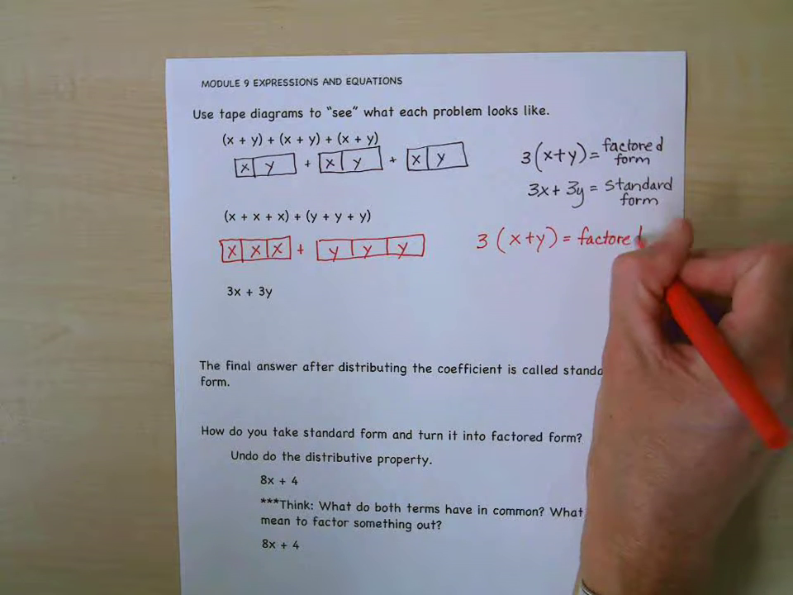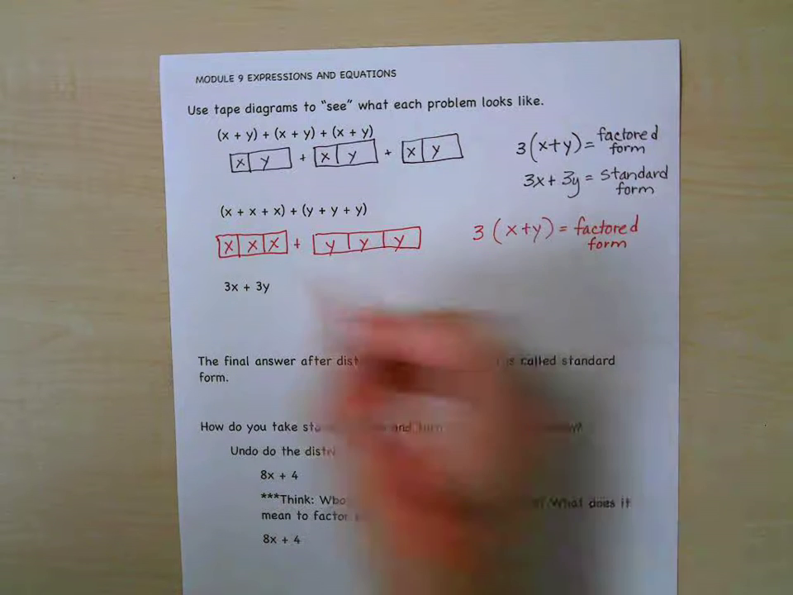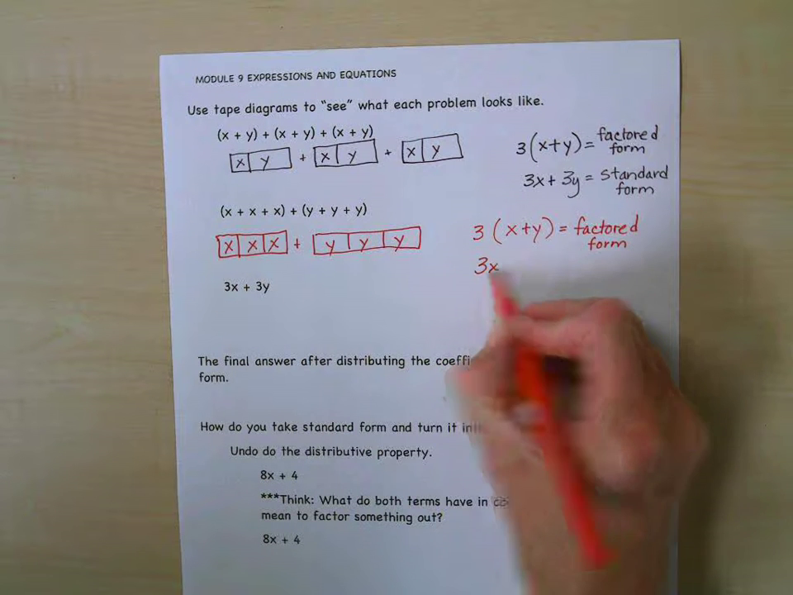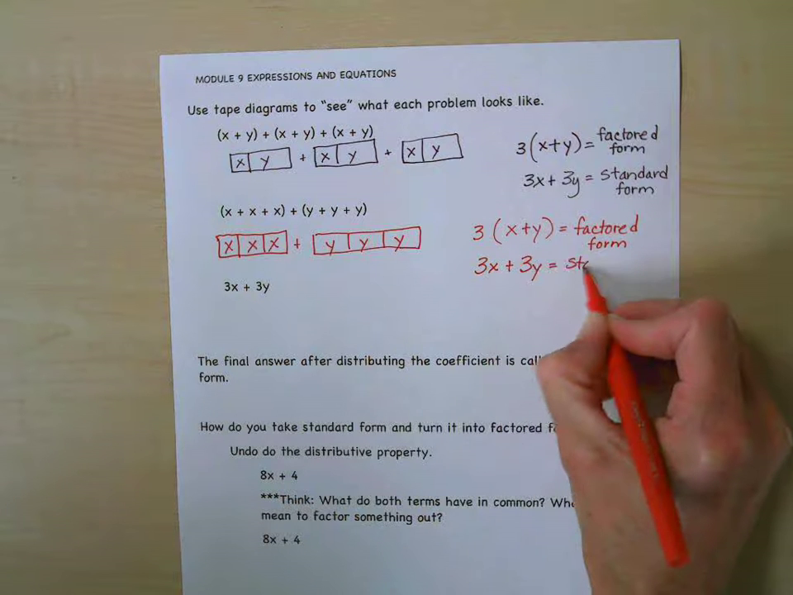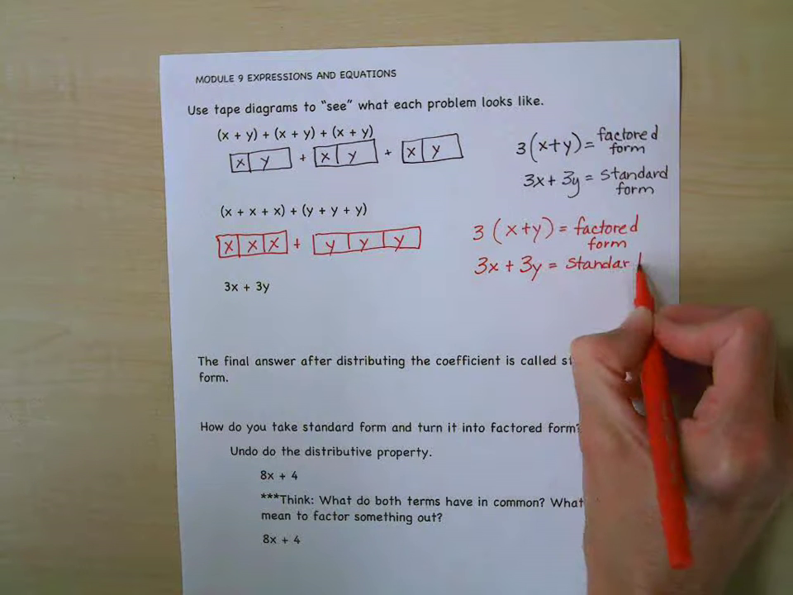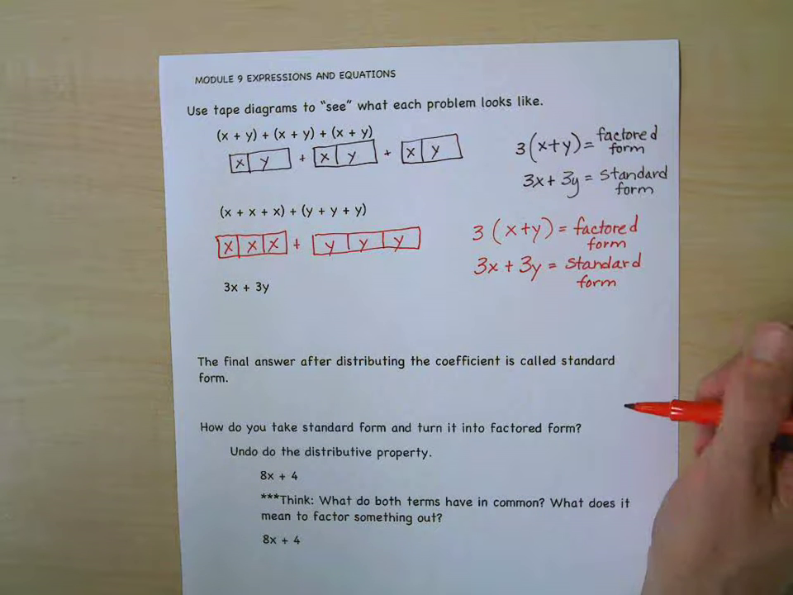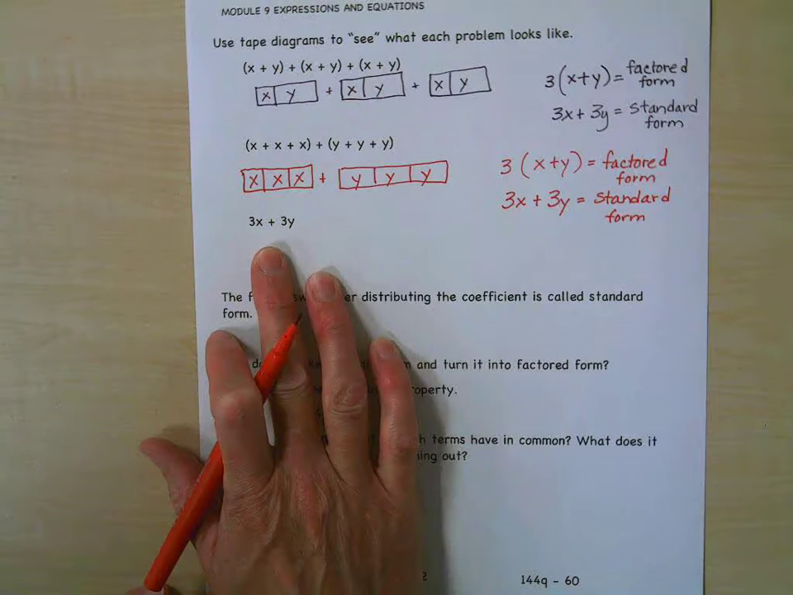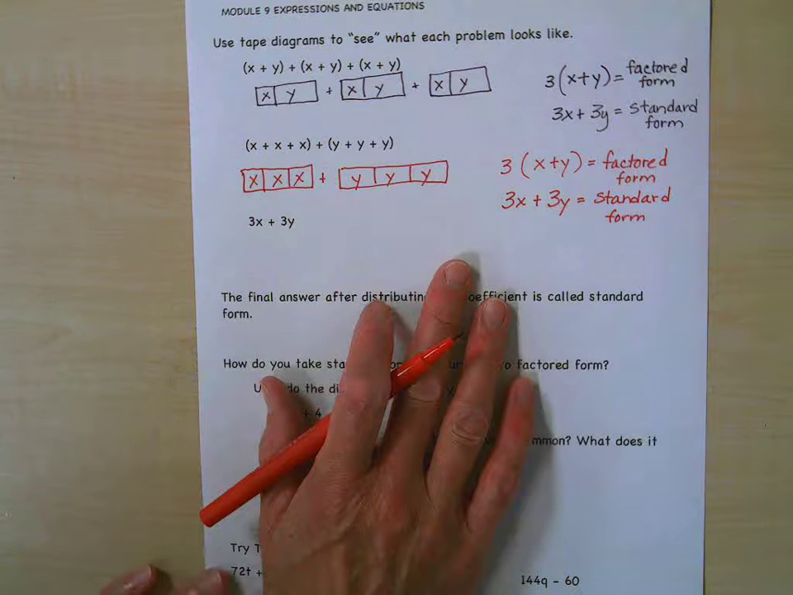So again, this is called what? Factored form, right? And then what do I really have? I actually have 3 x's plus 3 y's. And what is this called again? Standard form. And how did we get to the standard form? By using the distributive property. Okay? Last one that we have to show with the tape diagram.